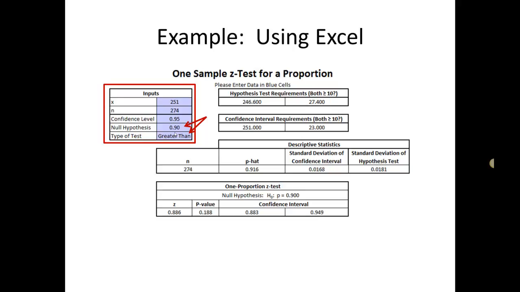There's a little drop box there in Excel that allows you to choose greater than, less than, or not equal to. It will check the requirements for the hypothesis test here as well. We're just checking to make sure that those are both greater than or equal to 10, which they are. And then it gives us the test statistic and the p-value.